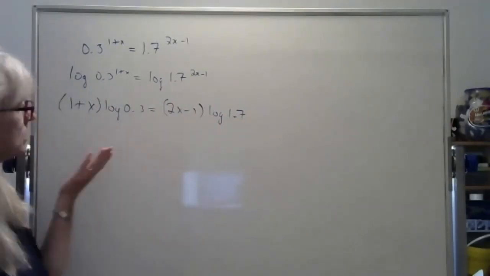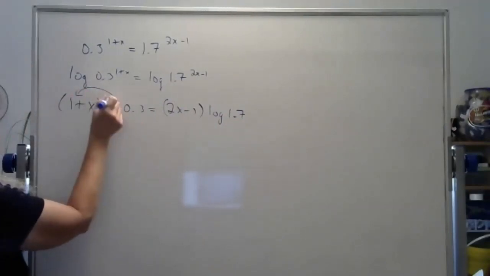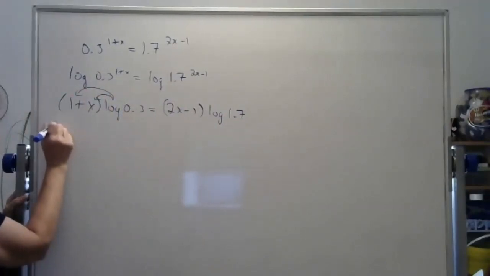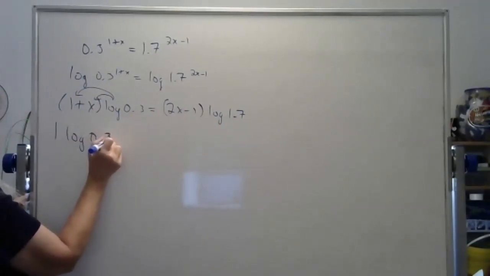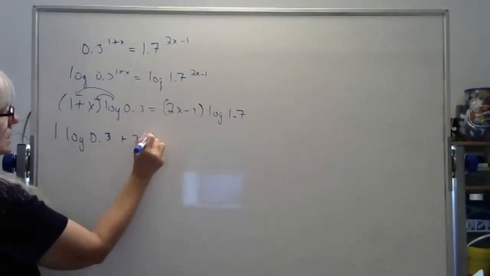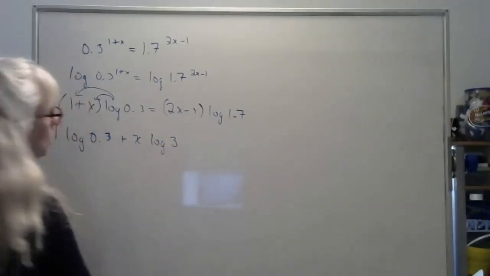So we'll come in and distribute the log 0.3 to both terms. And again, you're just distributing. It's just from the back side, which we're just not used to doing. So I have 1 times the log of 0.3 plus x times the log of 0.3. Whoops, don't lose my decimal.